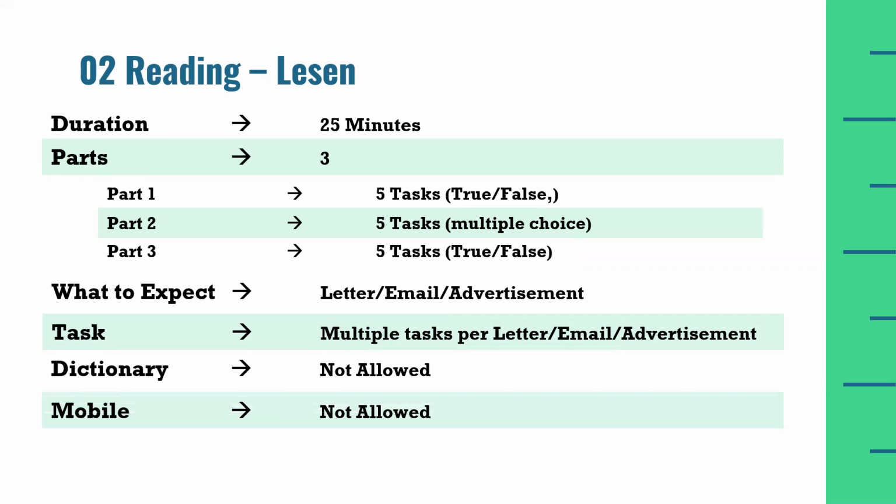The dictionary is not allowed. You cannot use a mobile during the exam. And if you answer all the 15 questions correctly, it is possible to get 25 marks. So 25 marks is the maximum score that you can get in the reading section of the exam.